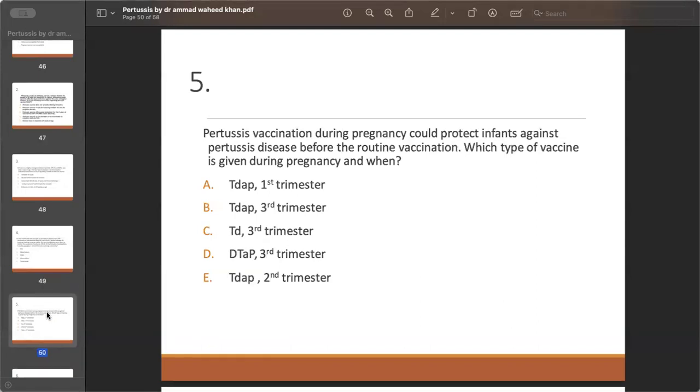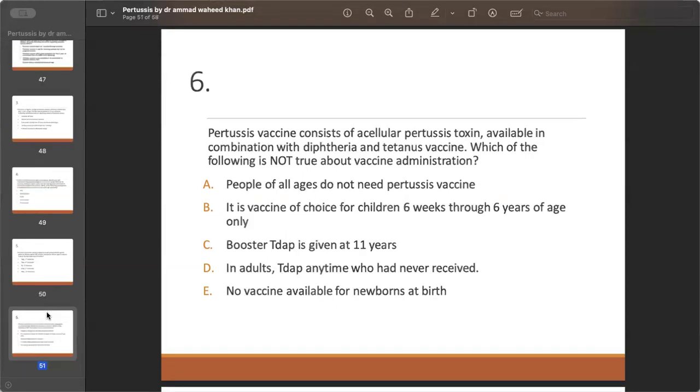Question number 5. Pertussis vaccination during pregnancy could protect infants against pertussis disease before the routine vaccination. Which vaccine is given during pregnancy and when? Option A is DTaP first trimester. Option B is DTaP third trimester. Option C DTaP third trimester. Option D DTaP third trimester and DTaP at second trimester. C is the right answer.